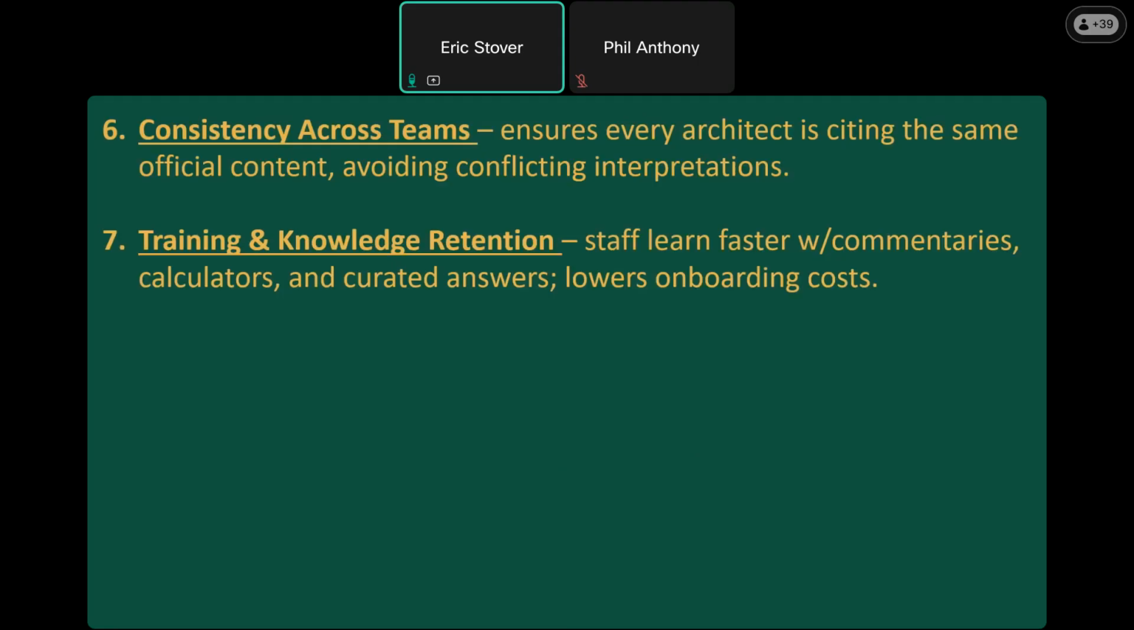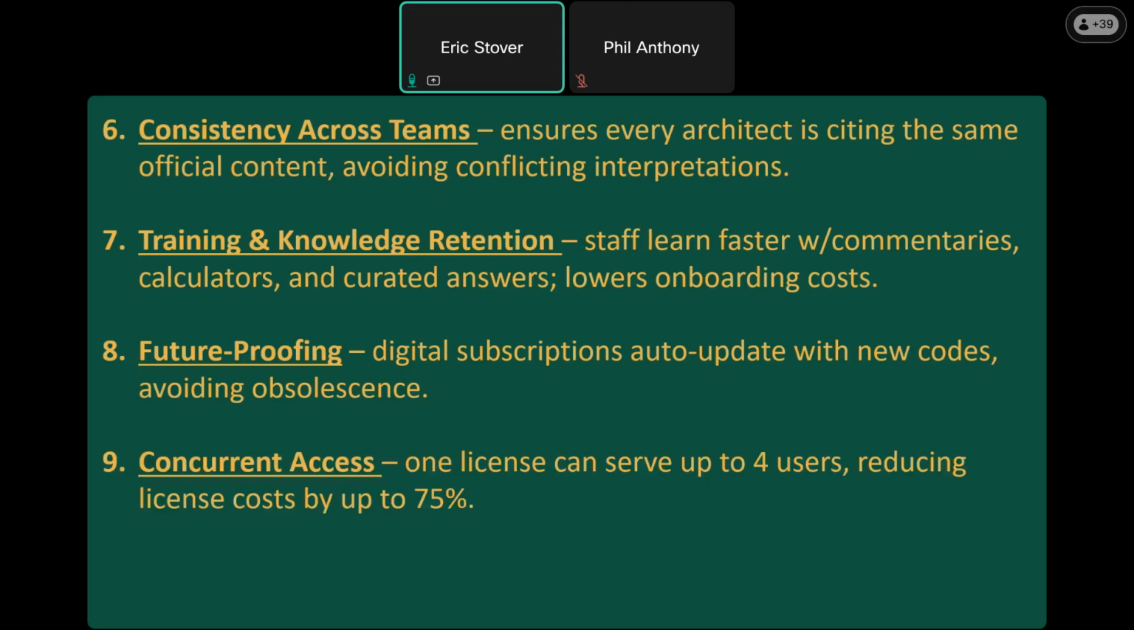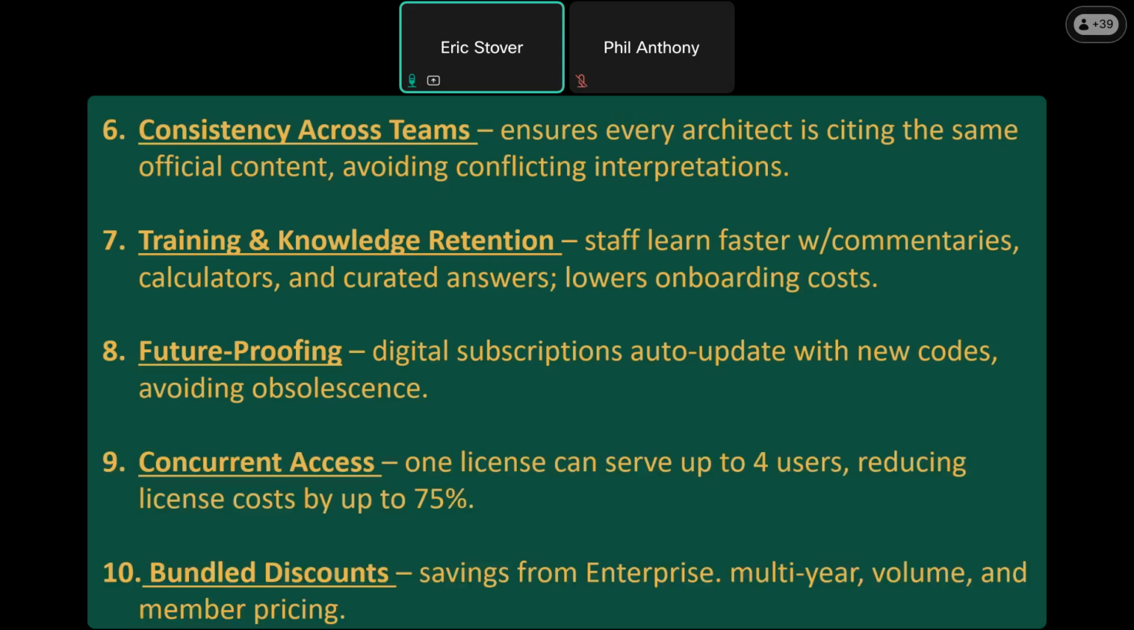Training and knowledge retention: your staff learns faster with commentaries and calculators and curated answers. Again, it helps with onboarding costs and makes everybody better, in fact. Future proofing: digital subscriptions auto update with new codes, avoiding obsolescence. Current access, what I just covered: one license can serve 4, so you can reduce your cost up to 75%. Or you can save by going directly to enterprise and getting multi-year volume and member pricing.